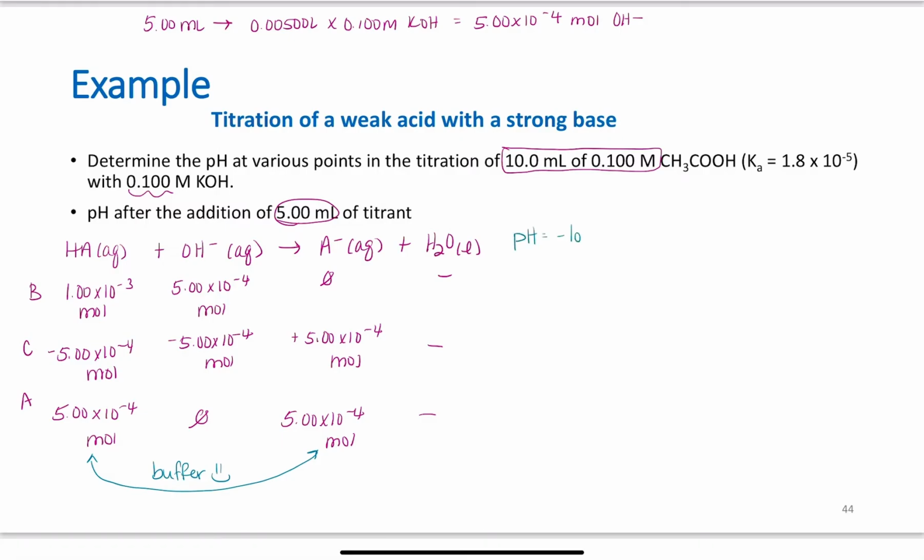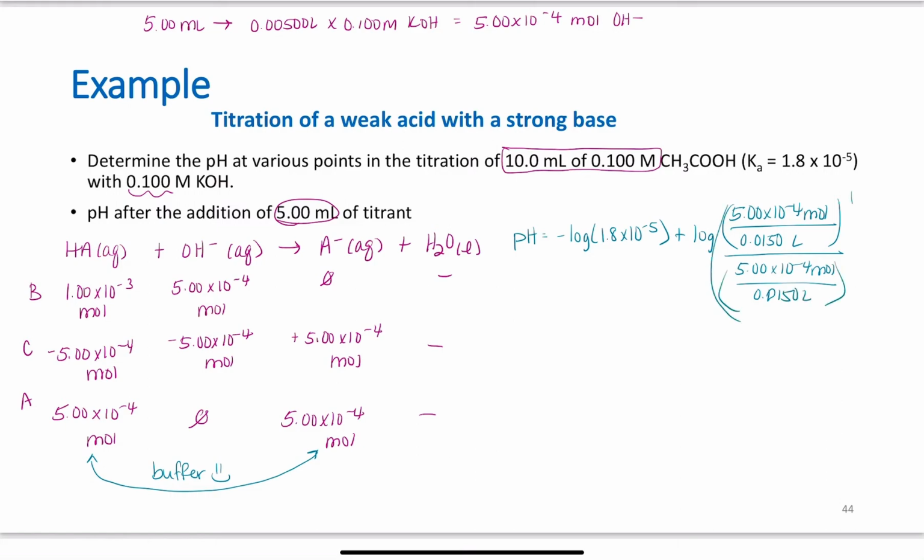pH is equal to negative log 1.8 times 10 to the minus 5th plus the log of the concentration of base over acid. So 5.00 times 10 to the minus 4th moles divided by, in total I have 15 mils, 0.0150 liters. One too many zeros. There you go. Divided by 5.00 times 10 to the minus 4th moles over 0.0150 liters. pH here equal to 4.74.